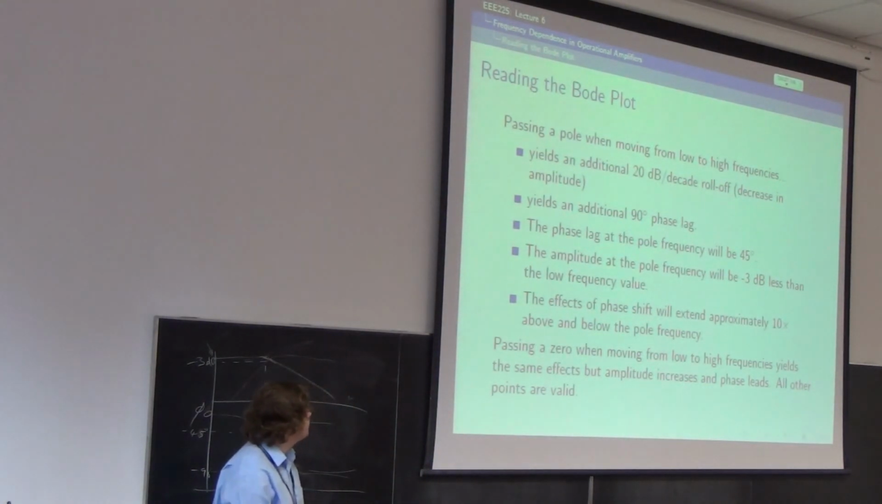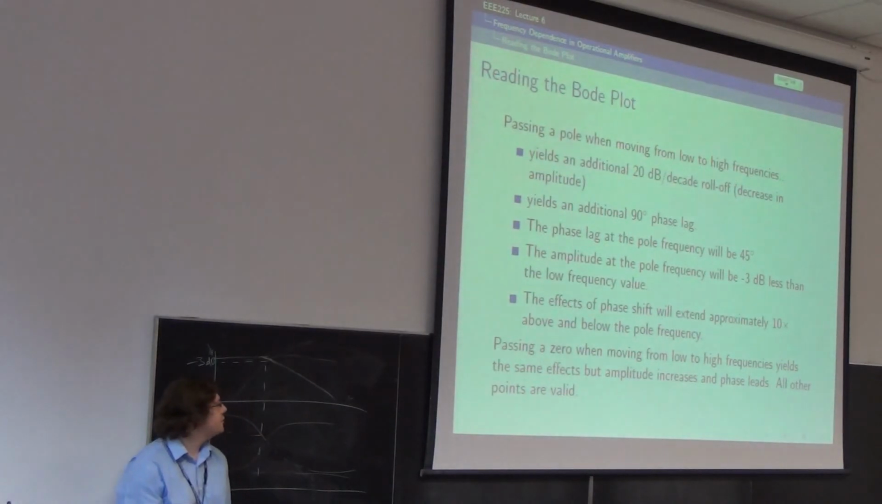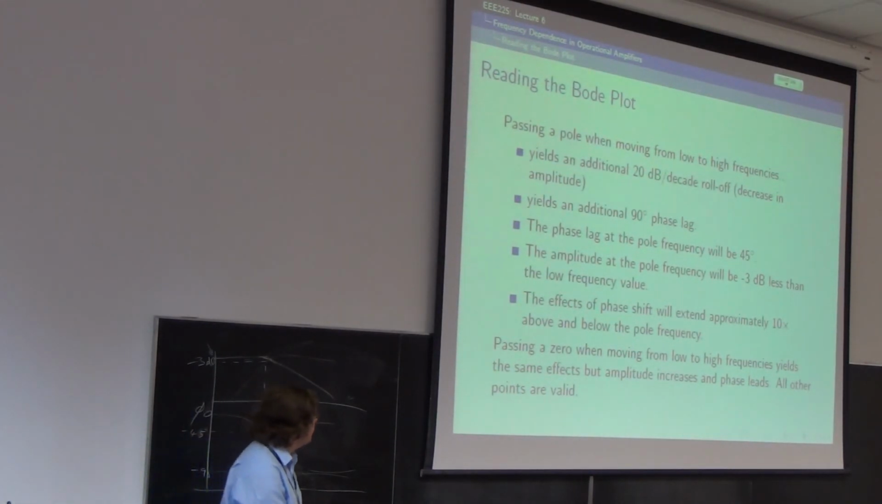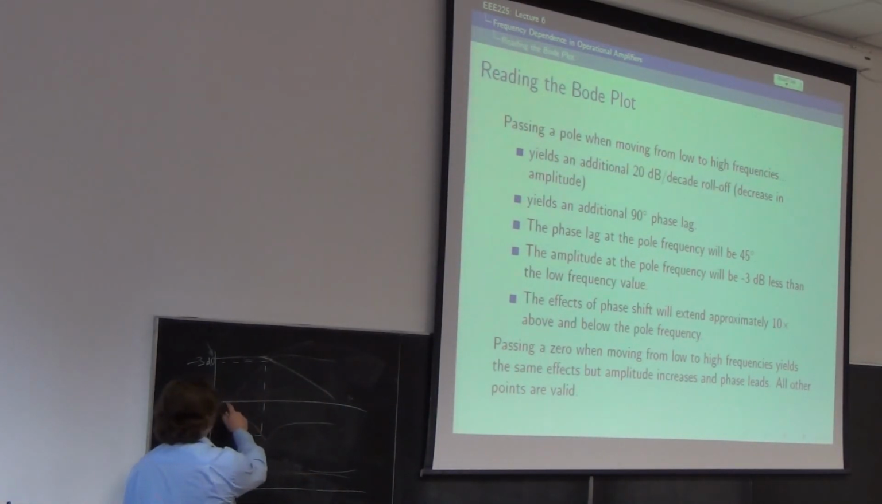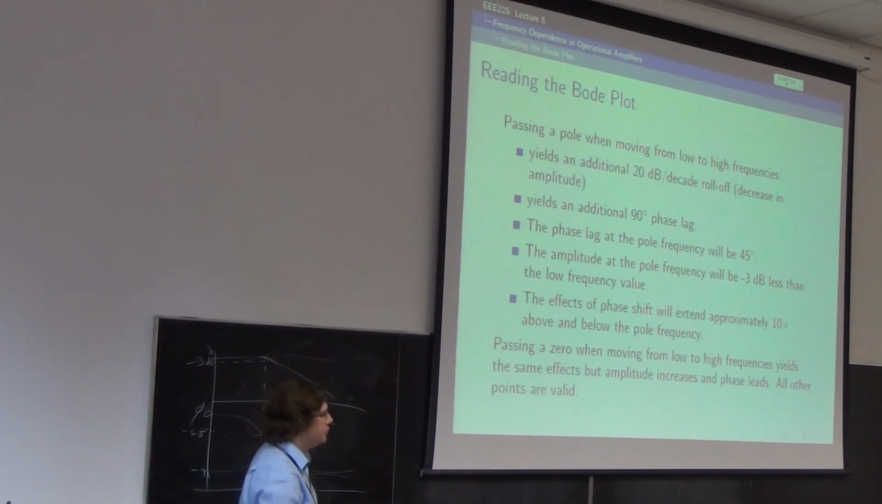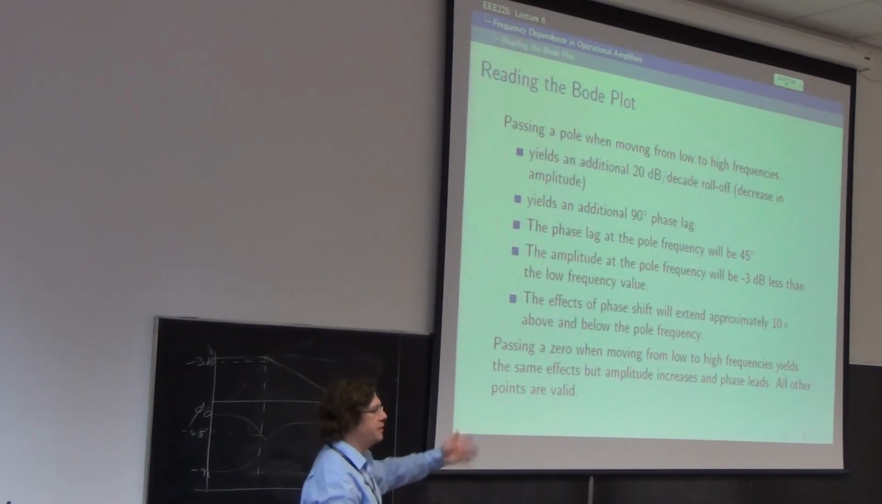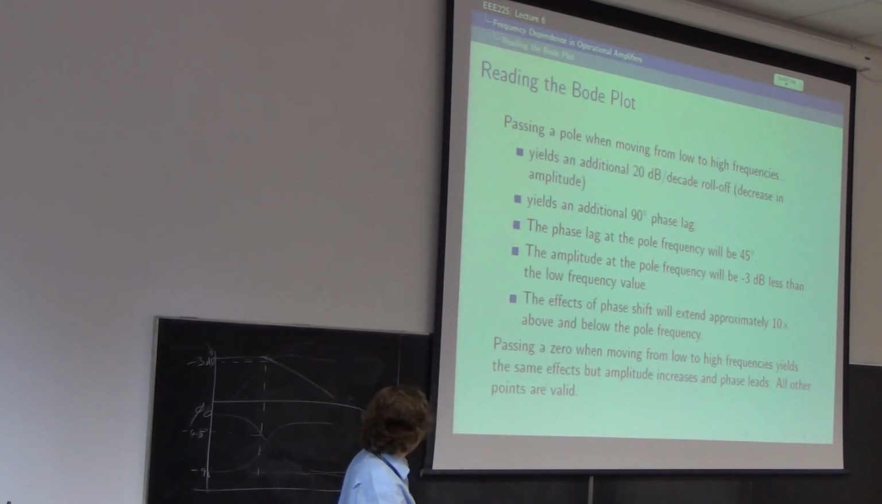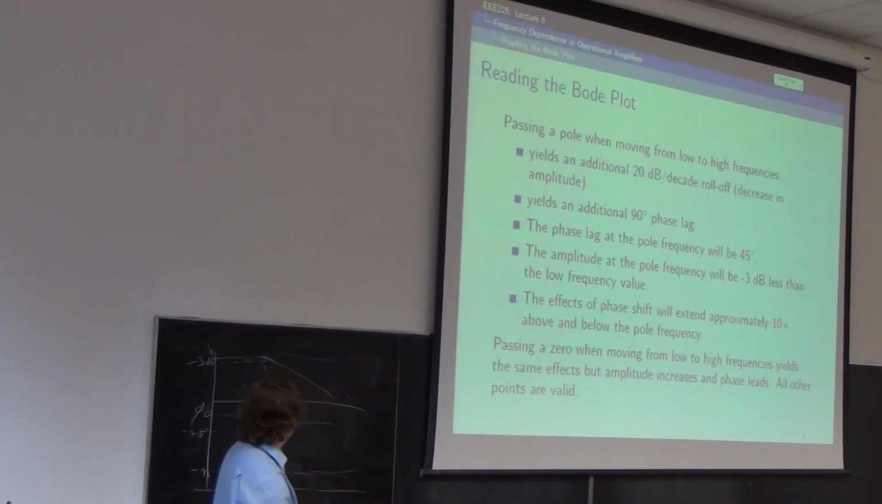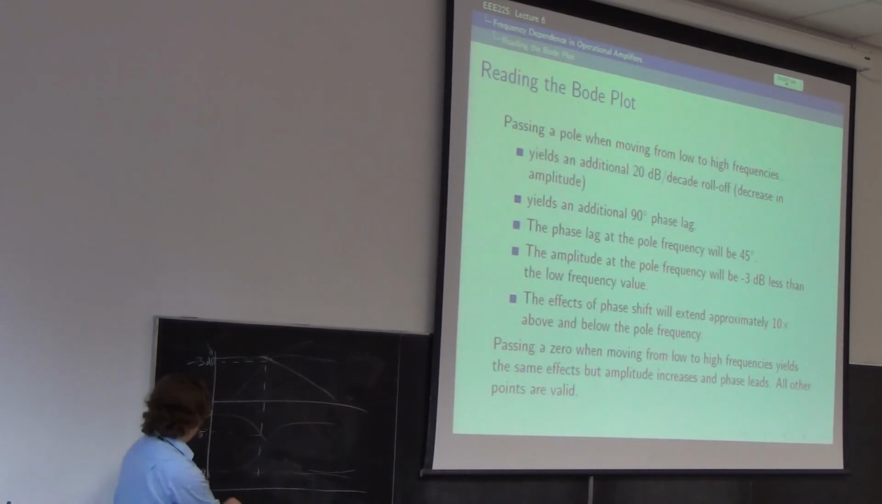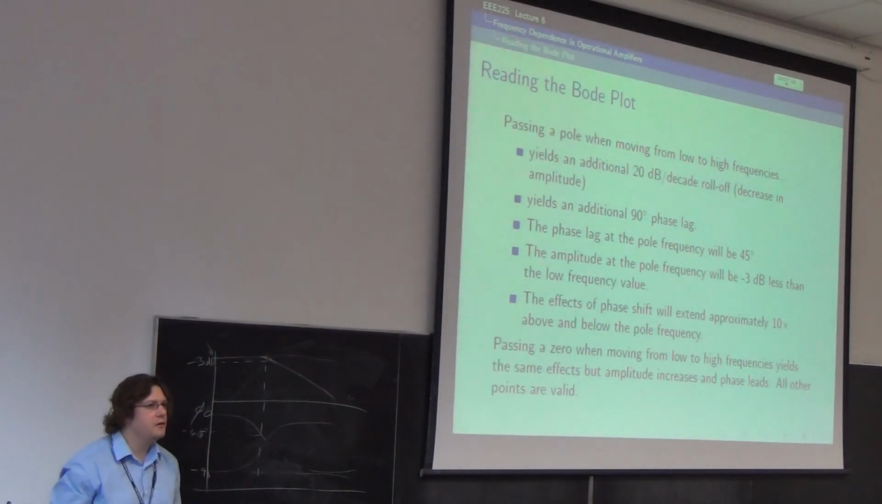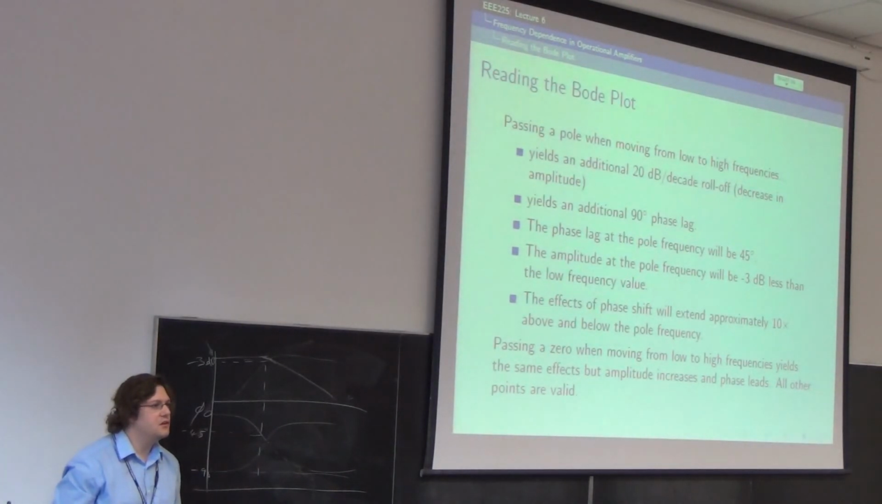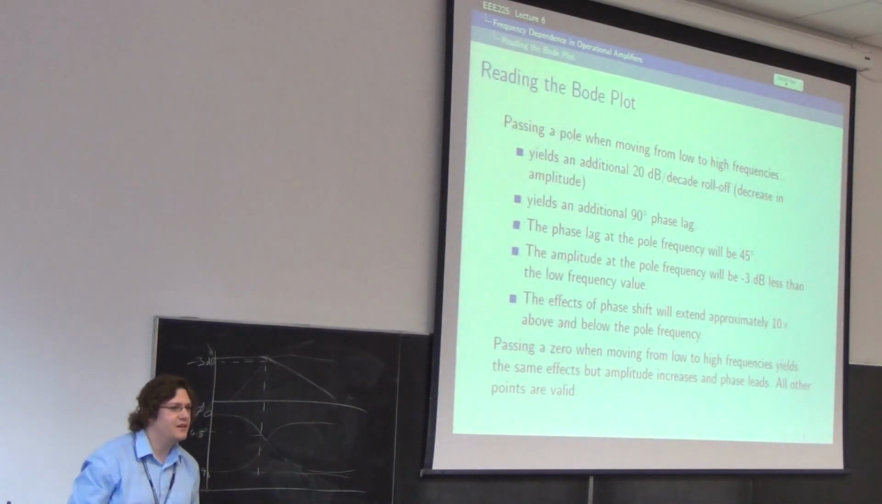Passing a zero when moving from low to high frequencies yields the same effect, but the amplitude increases. It's increasing from a low value here. You can make circuits where it increases from a flat value and goes up because you can have gain, whereas in these passive circuits you can't have gain. And the other thing to note is that the phase doesn't lag, it leads. I'm calling this my reference, and this is leading by comparison. You feel comfortable with Bode plots? I ordered passive networks last year, so you've seen an amount of it.